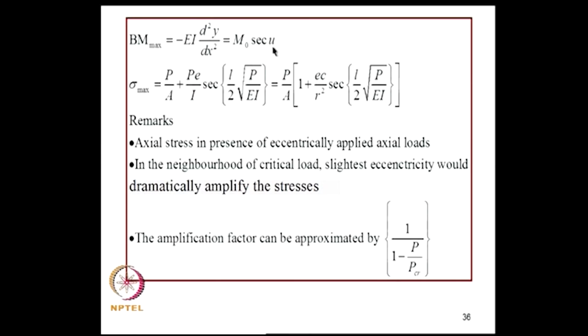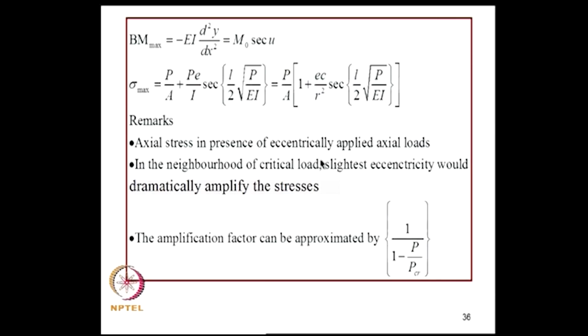So, maximum bending moment is this. Now, if I compute the maximum stress, bending stress, P by A is the contribution due to axial load and this is the contribution due to the moment. So, this becomes P by A times 1 plus e c by r square secant of this. This is a well known secant formula that is used in design of axial members, especially in metal structures.